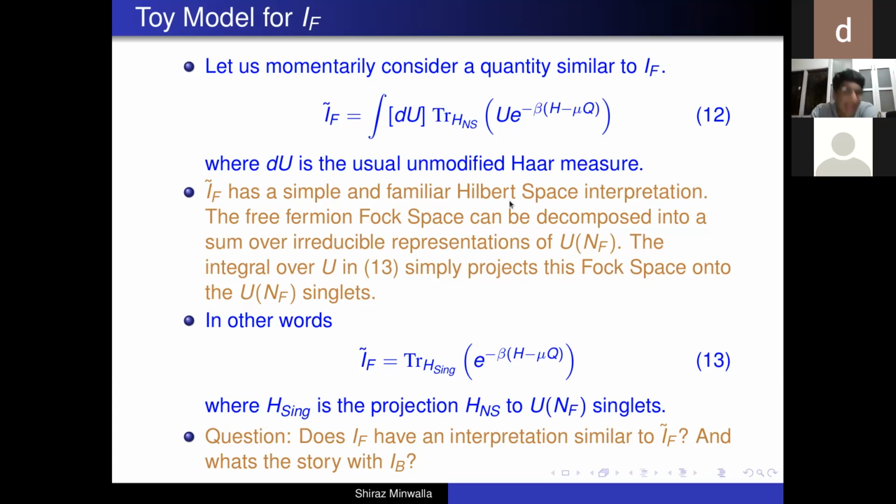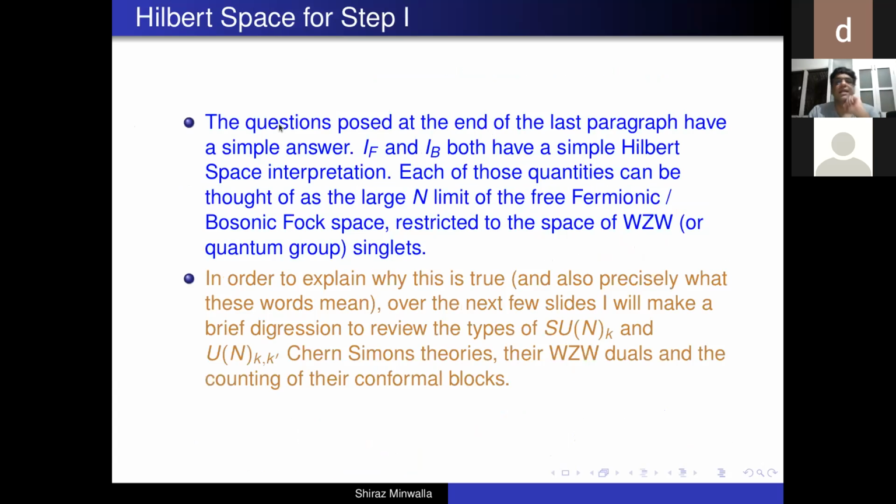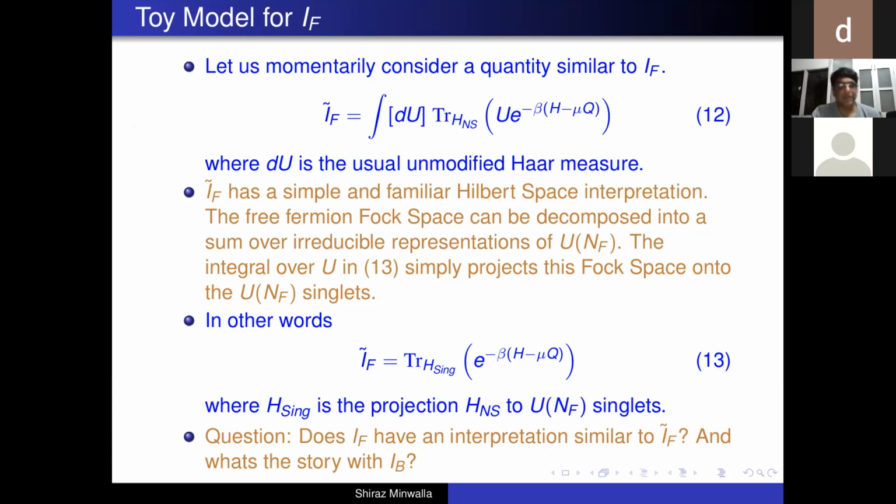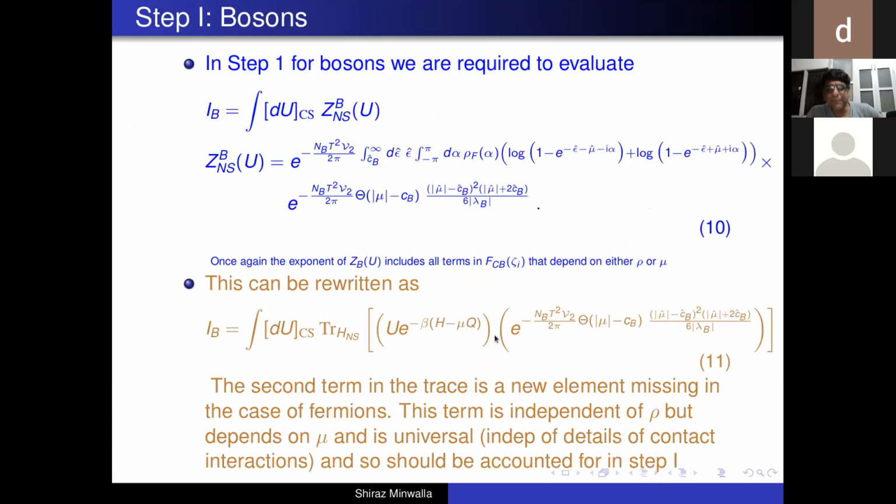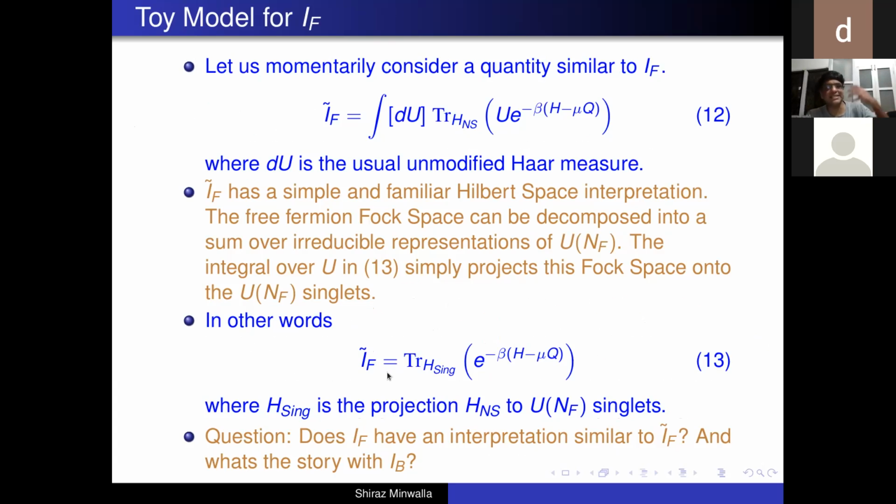Question. That is what happened when we ignored a subtlety. This is what comes out when we use the true Haar measure, not this Chern-Simons modified Haar measure for this problem. Question, does IF have a similar interpretation to I tilde F? Okay, and next question, what about IB? IB doesn't have such a simple interpretation. Even I tilde B doesn't have such a simple interpretation because of all this other stuff here. So first question we're going to ask is, does IF have a nice simple interpretation? And then what's the deal with IB?